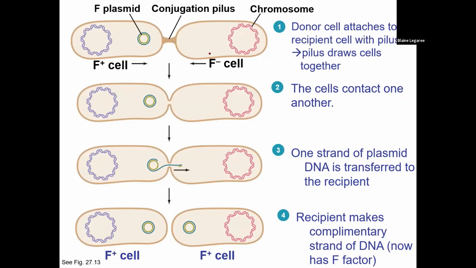And if there was something else on the plasmid, for example antibiotic resistance, now that resistance is being spread from cell to cell, and maybe even in some cases species to species. So this is something we're very concerned about, this conjugation procedure. Like I said, medically it's very important when we're concerned about antibiotic resistance.